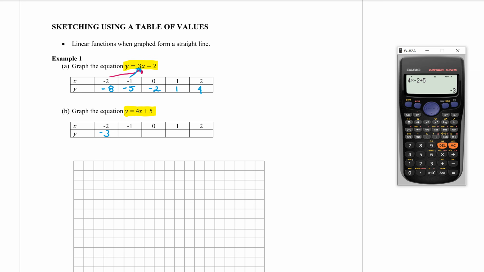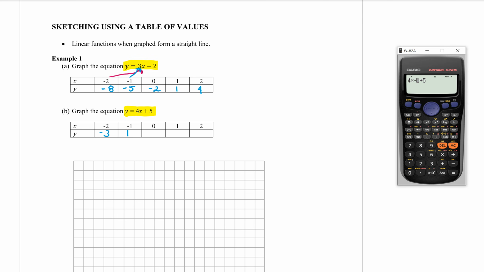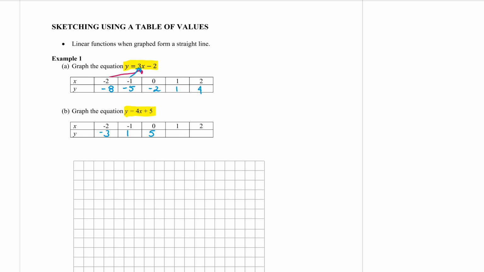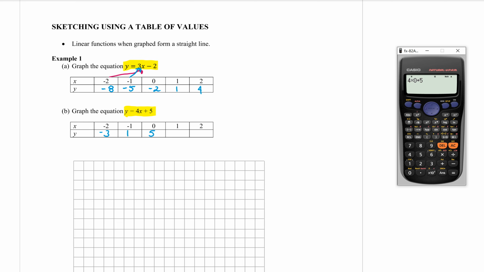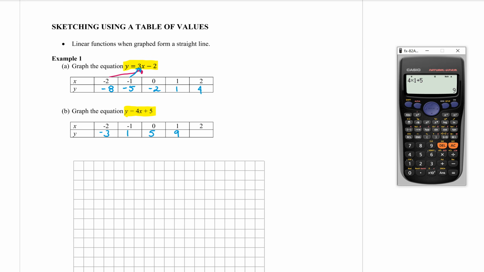Now we just need to change that -2 for each of the different values we want. So then I sub in -1, and I get 1. Then I change it to be a 0. 4 times 0 plus 5 is 5. Then 4 times 1 plus 5 is 9. And the last one is 4 times 2 plus 5 is 13.